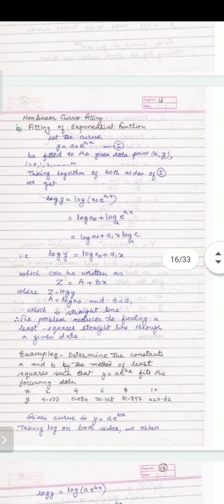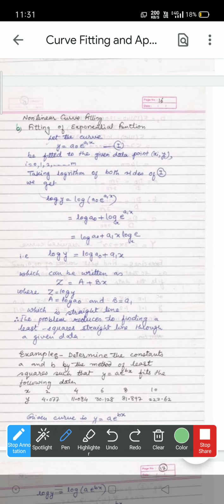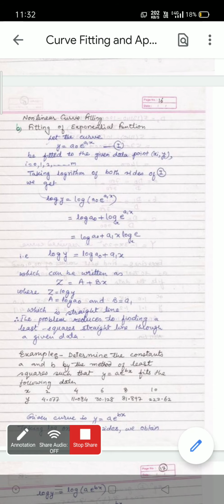Next is fitting of an exponential function. If the function is y is equal to a0 e raised to the power a1x, then taking logarithm on both sides, we get log of y is equal to log of a0 into e raised to the power a1x, and this is in the form of log of y is equal to log of a0 plus a1 of x. But we denote this expression as Y is equal to a plus bx, and this is a straight line. Then by the procedure of fitting a straight line, we get the result. We fit this exponential function.